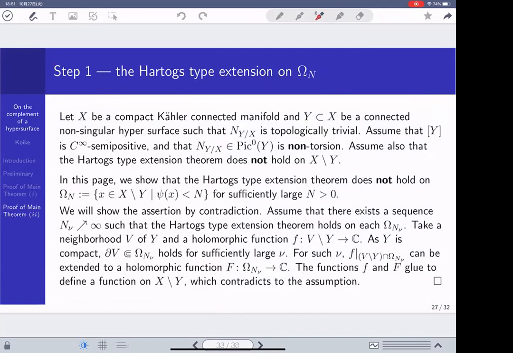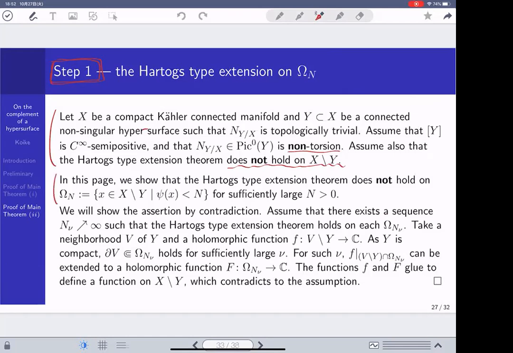First, I will explain the details of step 1, how to show that Hartogs type extension does not hold on each Omega n. The setting is like this. X is a compact Kähler connected manifold, and Y is a connected non-singular hypersurface, so that the normal bundle is topologically trivial. Assume that Y is C infinity semipositive. And also I will assume that the normal bundle is non-torsion. Assume also that the Hartogs type extension theorem does not hold on X set minus Y, because we will show this second assertion by contradiction.